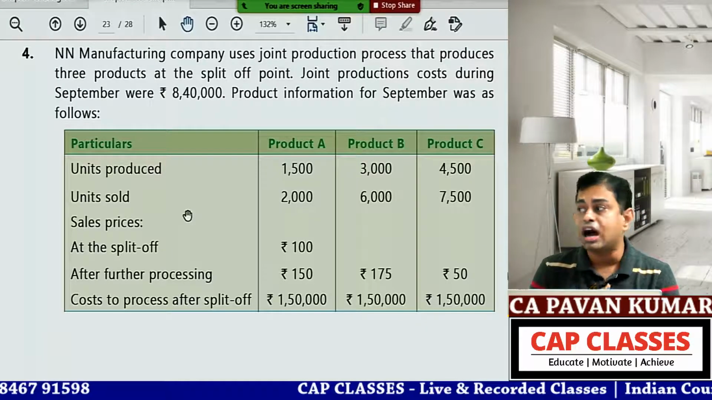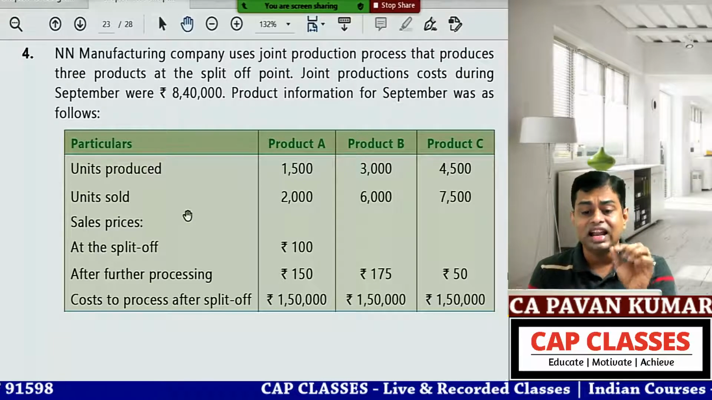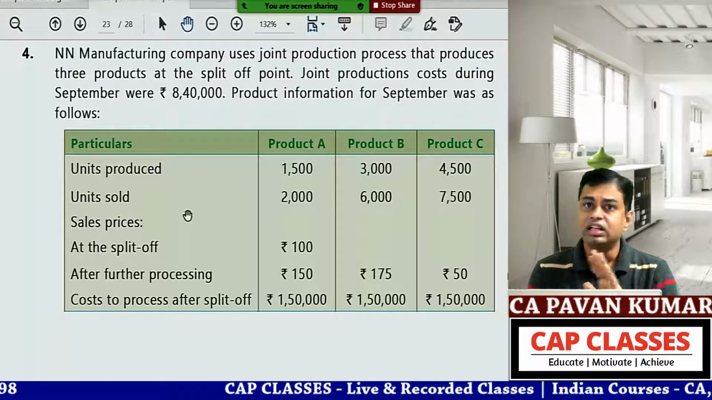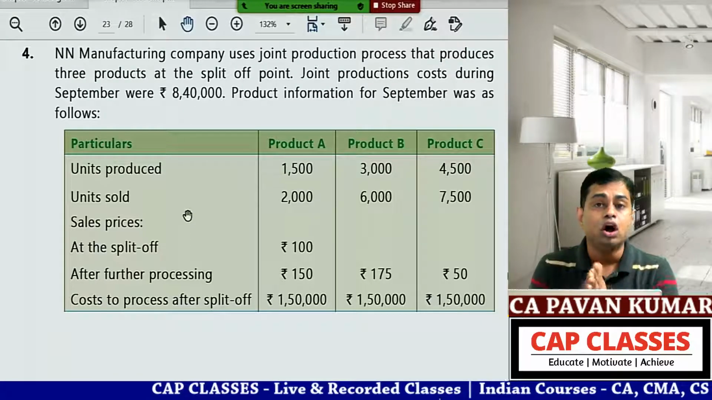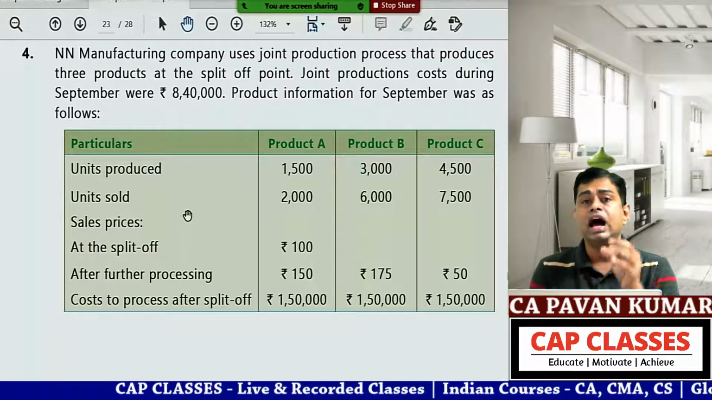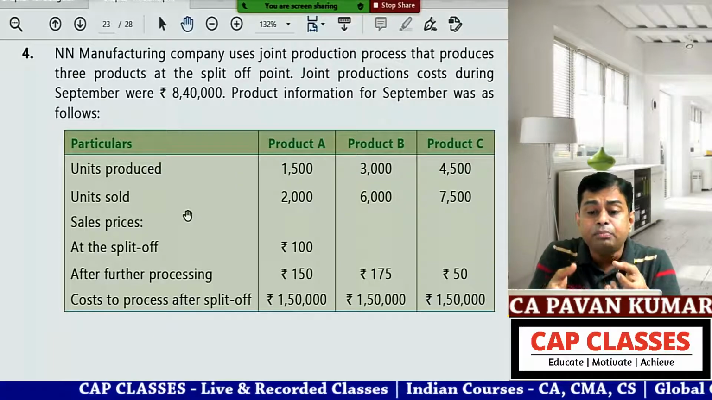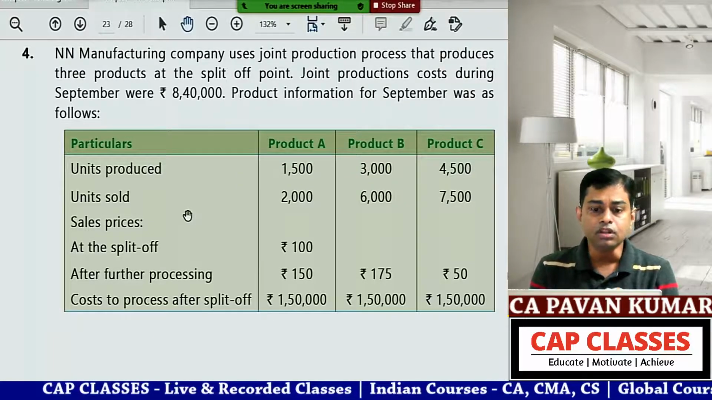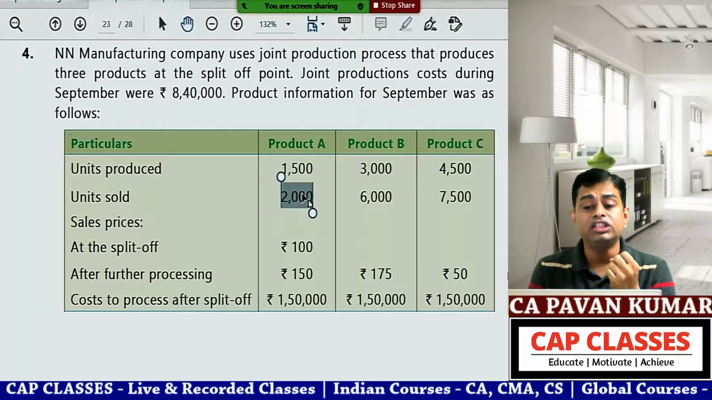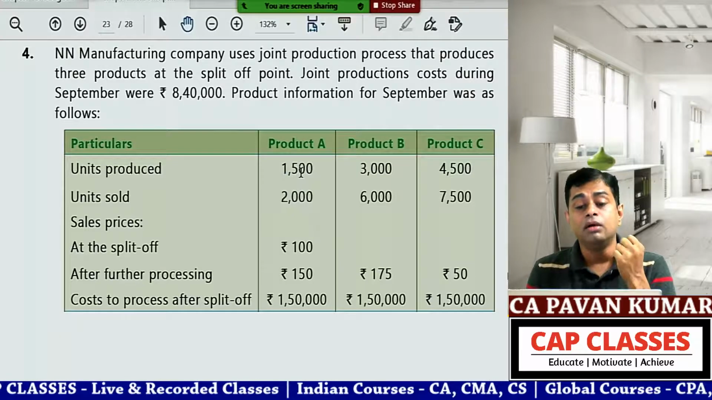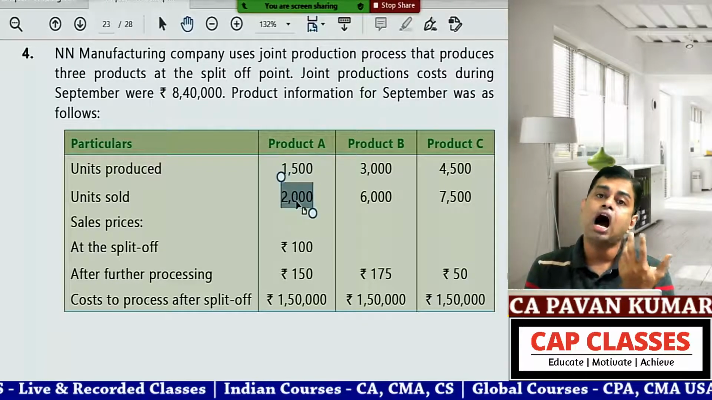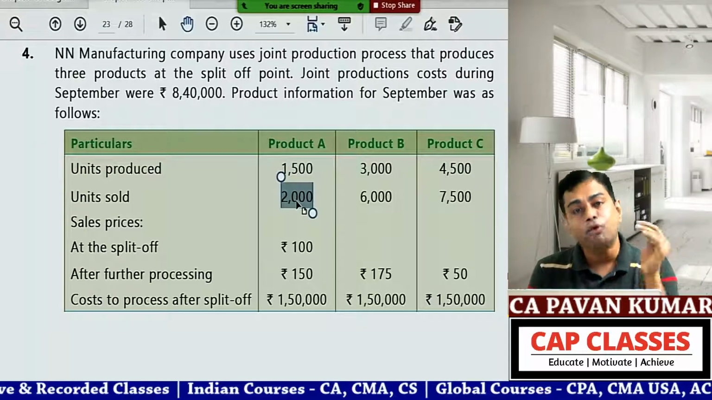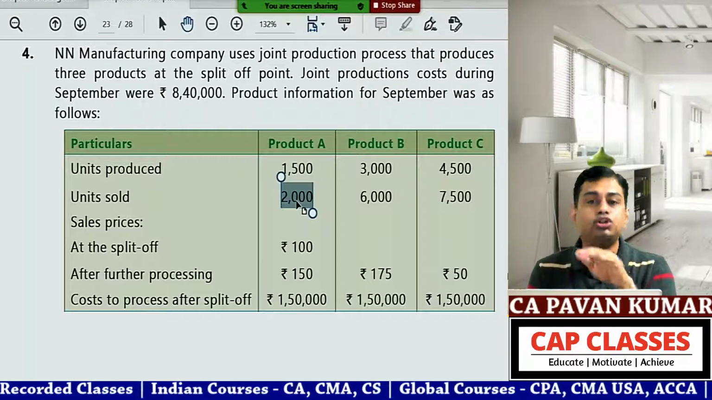In your textbook, after units sold, put a star mark. This line is not relevant. This line is not relevant. In the whole of process costing, or joint products and byproducts, our focus is on the current period, what is happening. So they have given units sold. Now a student thinks, Pavan sir, 1,500 units produced, 2,000 units sold, how is it possible? That means there is some opening stock also, which they sold during the period.